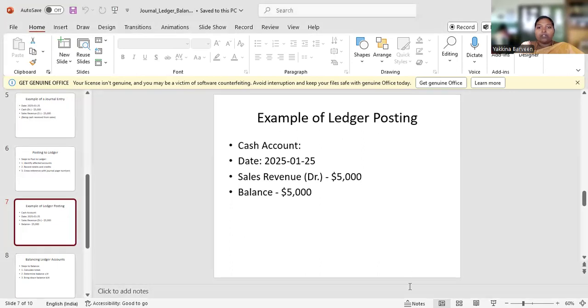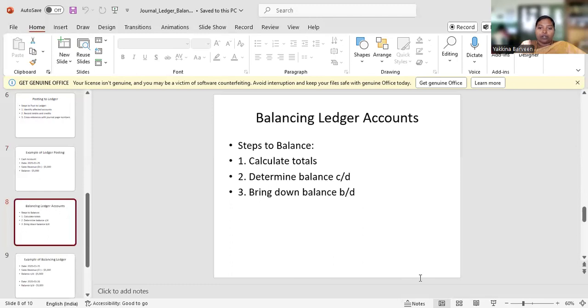Next, balancing the ledger. Balancing ensures that the ledger accounts show the correct financial position by calculating the difference between debit and credits. We'll see the steps to balance the ledger accounts. Calculate the total of debit and credit sides. Determine the balance carried down. We can write C/D as a short form at the period end. Bring down the balance brought down to the next accounting period.